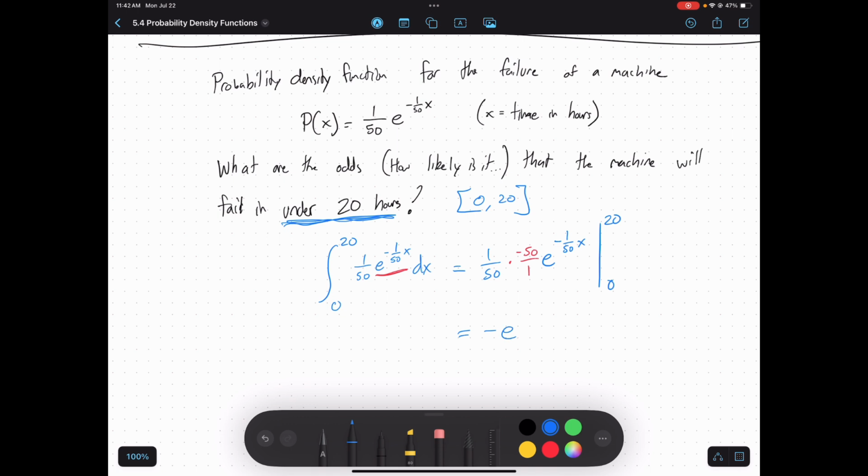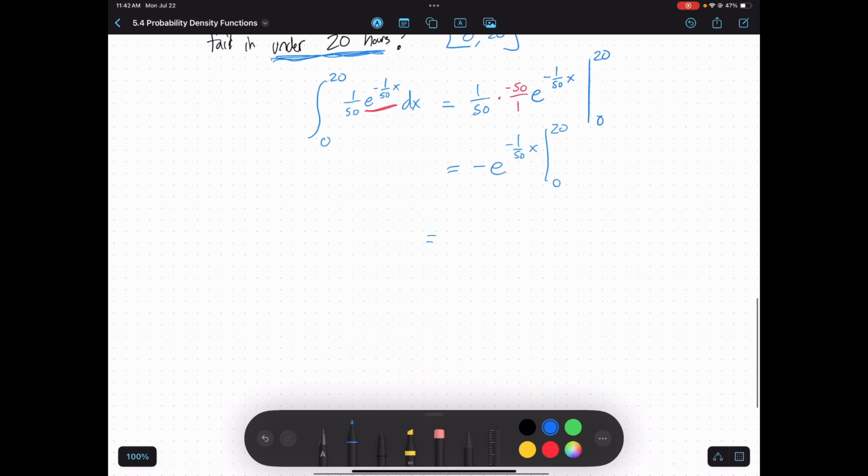This simplifies to negative e^(-x/50) from 0 to 20, and then I can plug in my bounds. I get negative e^(-2/5), which is what I get when I do 20 times 1/50, minus negative e^0. Negative 1/50 times 0 is just 0, and e^0 is just 1, so I get negative e^(-2/5) plus 1. When I plug this into my calculator, I get 0.33.